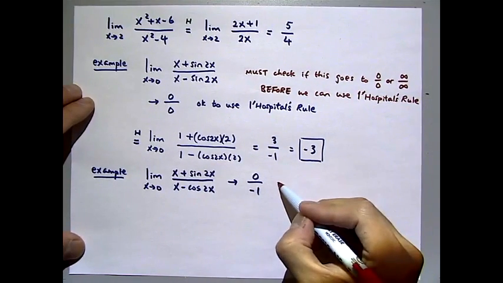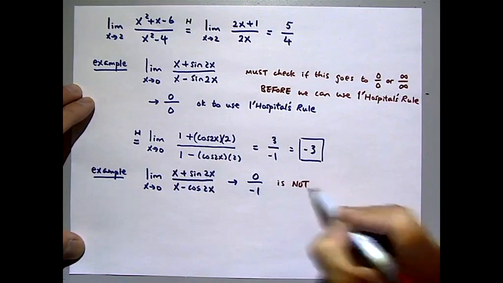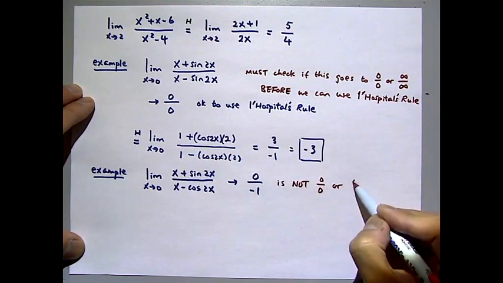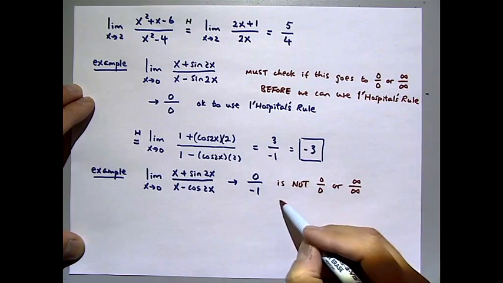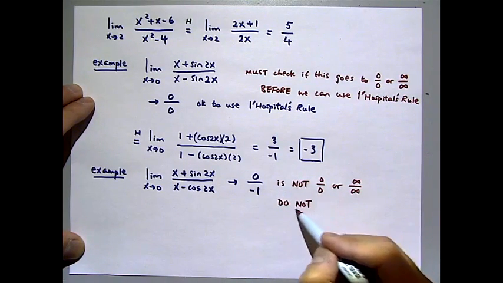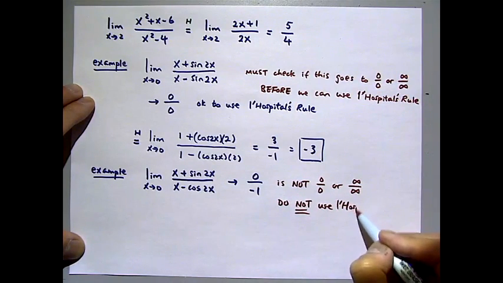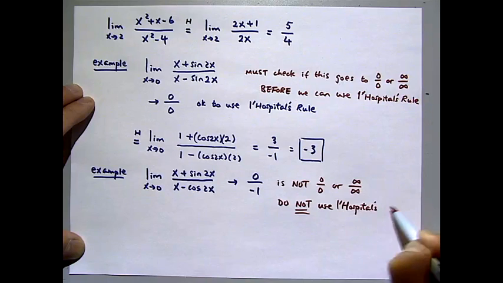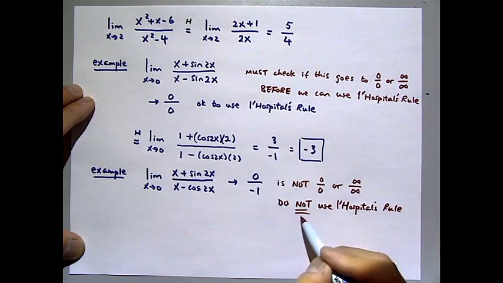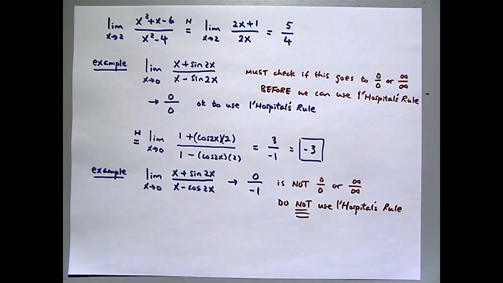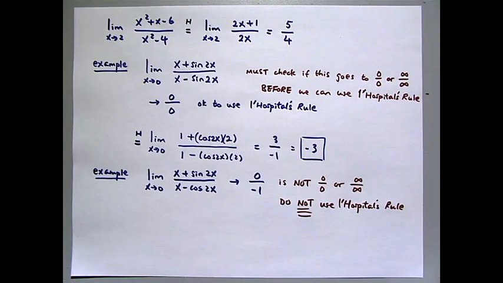So this is not 0 over 0 or infinity over infinity. Do not use L'Hopital's rule. In general, the answer will be wrong. There may be situations where you use it incorrectly and still get the right answer, but that's purely coincidence. That's just a fluke. It is not the right answer in general.